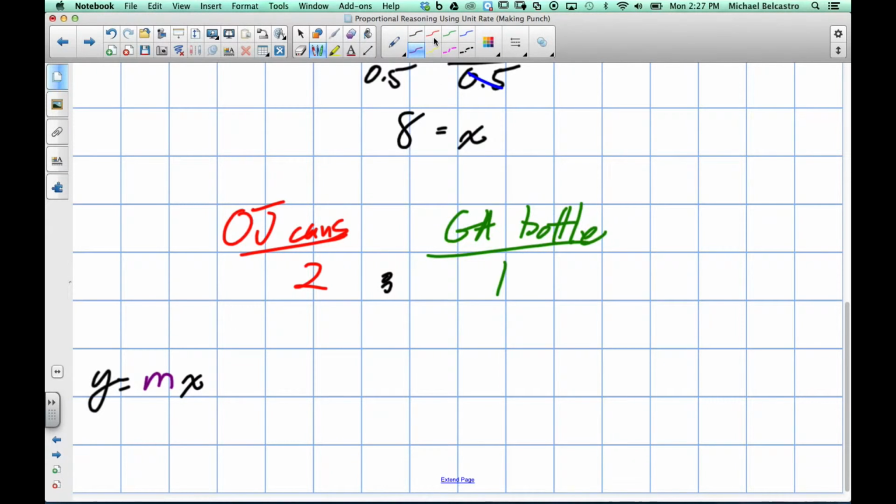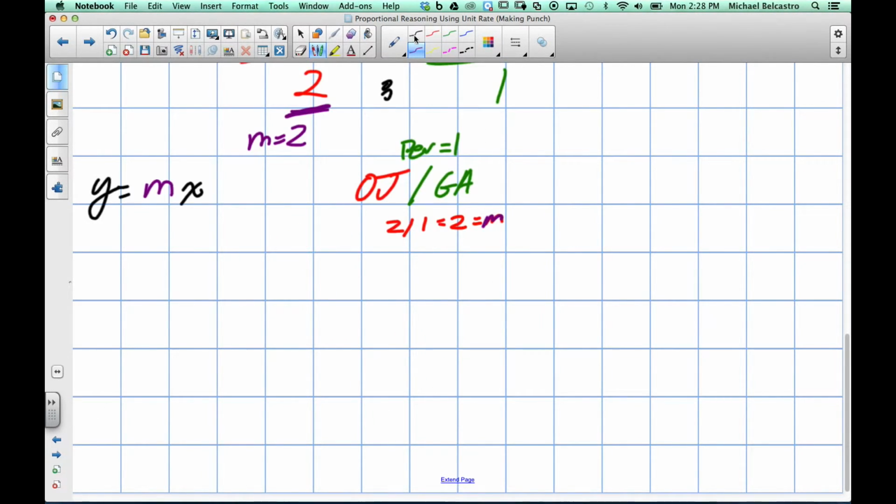Well, if we actually do a different type of rate where we go OJ per ginger ale bottle, okay, and per meaning ginger ale needs to be reduced to 1, well, it already is 1. So our M value is whatever our cans of OJ are. So M is equal to 2, right? Because we have 2 divided by 1, that equals 2, which is our M value, like we said. And that should be done in purple, technically. Okay, so our equation is really easy to set up now. Y is equal to 2 times X.